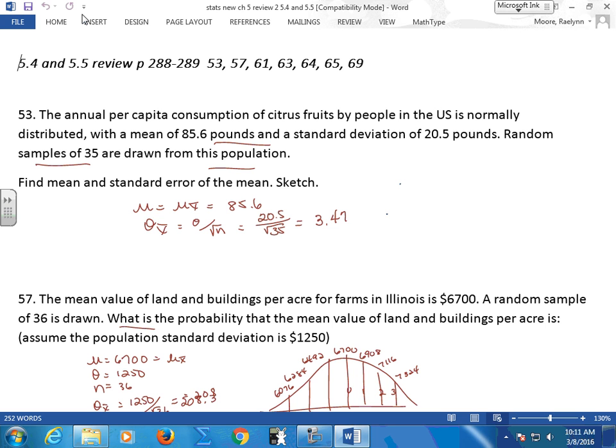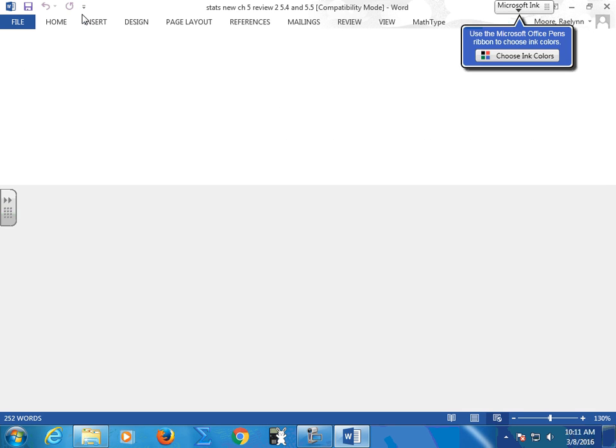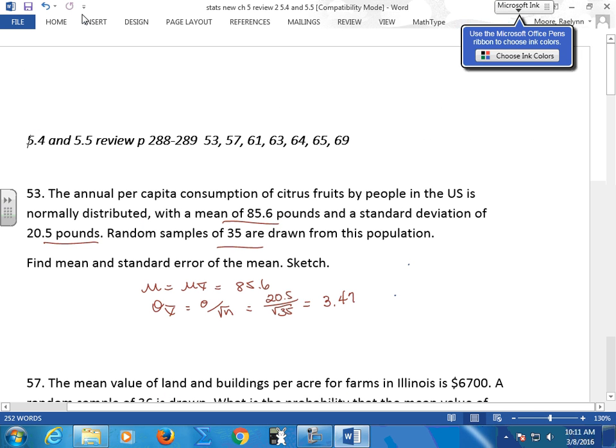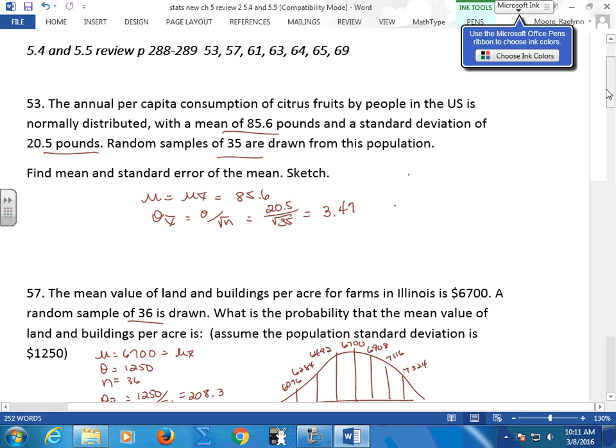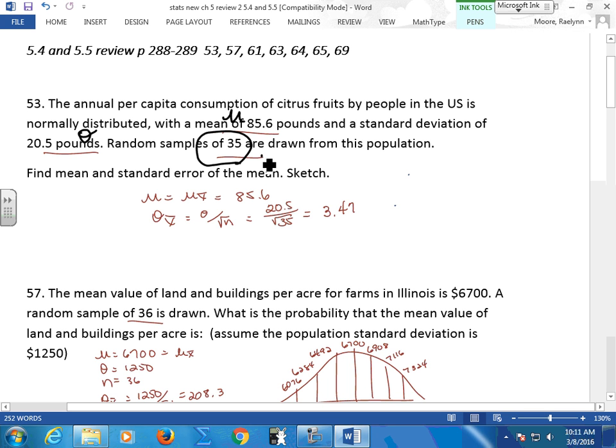So this tells us the annual consumption for your population as a mean. This is your population mean, and this was your population standard deviation. Here's your random samples. This is your N. So you have to find the mean and the standard error of the mean.